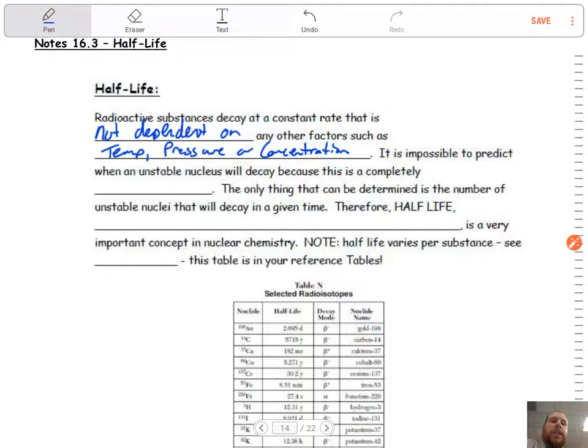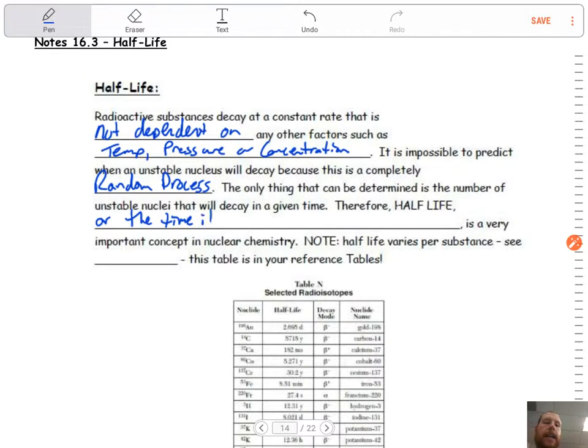It's impossible to predict when an unstable nucleus will decay because it's completely random. All right, it's a random process. The only thing that can be determined is the number of unstable nuclei that will decay in a given time. Therefore, half-life is the time it takes for half, hence half-life, right, half the mass to decay of that isotope.